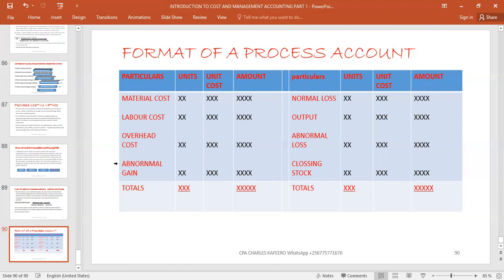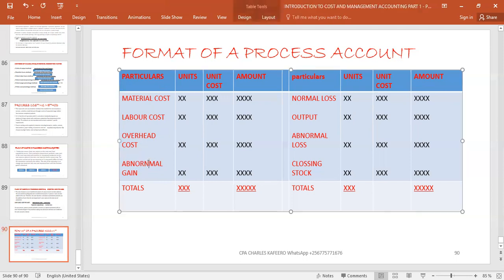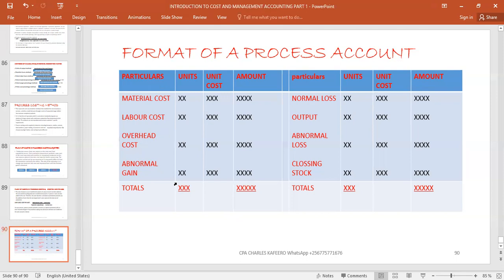And we also will put the abnormal gain. The reason why we are putting the abnormal gain is that it's like a profit, we've earned it. But if it is a loss, it is reducing our costs. That's why it is credited. All the losses are put on the credit side, because we are reducing. If you put this loss this side, it means we are reducing on what we've put in as the cost.